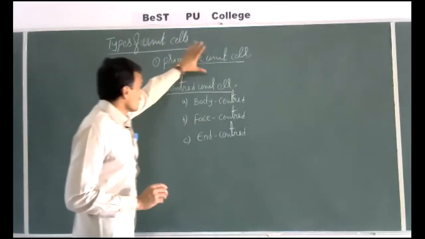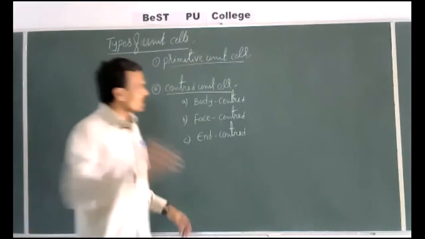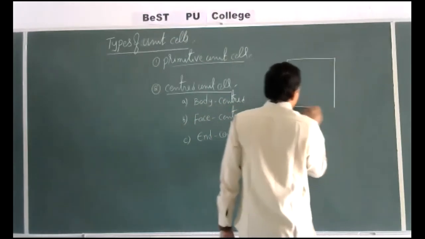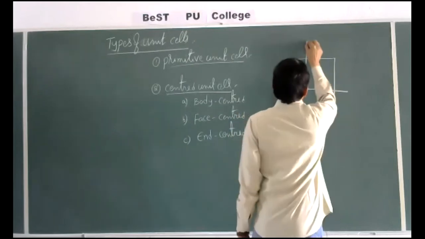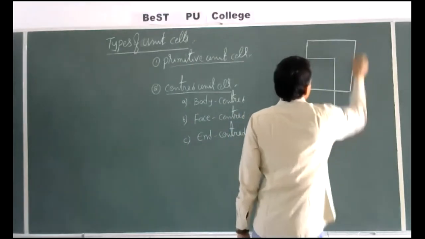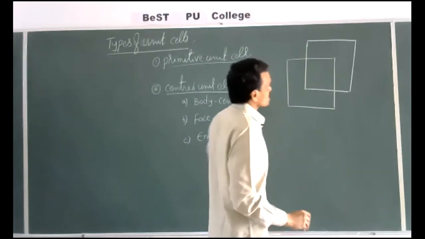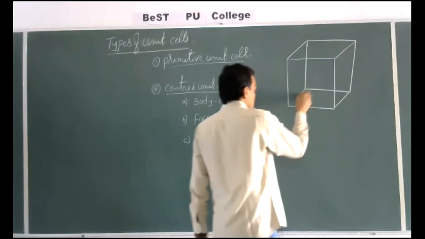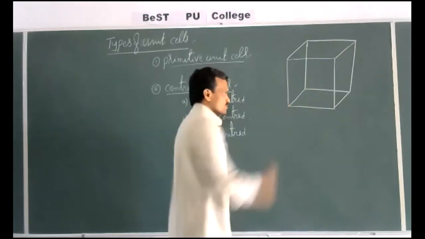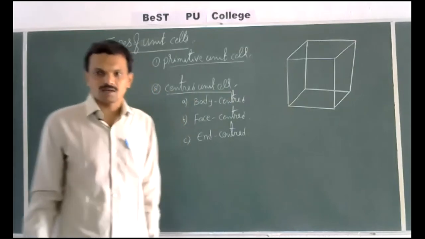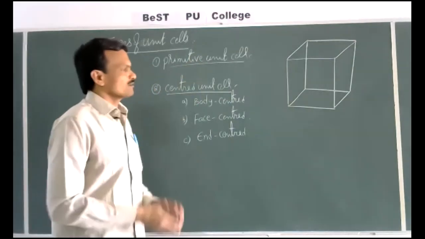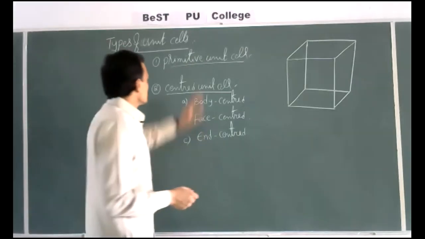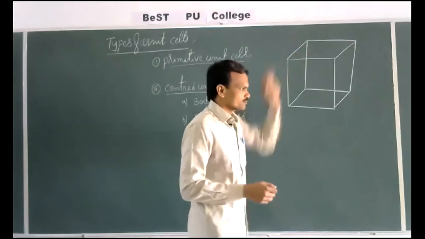Let us take what is a primitive unit cell. Now I'll take a cube. Just draw 2 squares, one inside the other, and join the opposite corners with parallel lines, then you will get a cubic shape. That's all. Simple this is. So this is a simple cube.